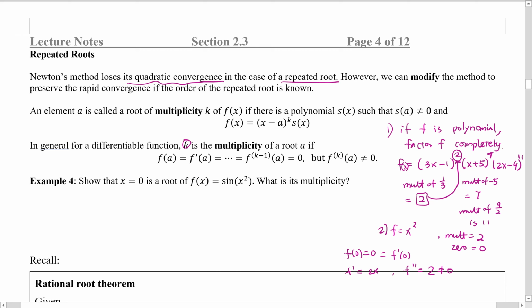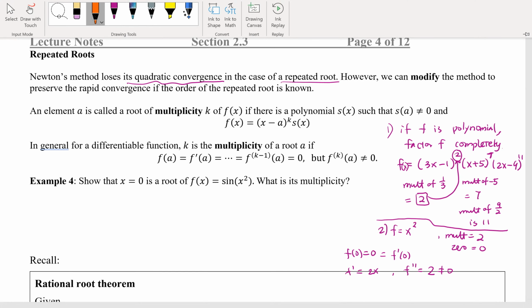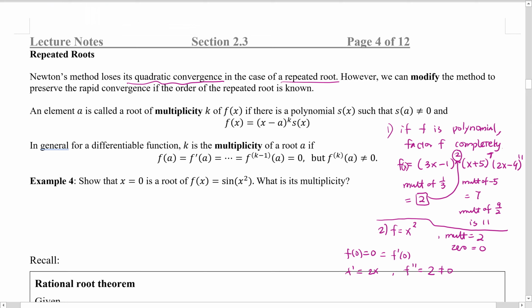So I really hope those examples can help you to understand the definition. Okay, if you think you need more examples, please think about more examples. And if you have questions, don't forget to ask me. I'm happy to help you. Okay, so let me know your questions.